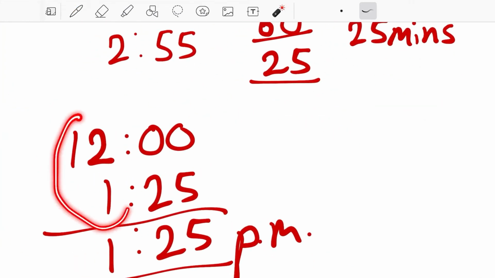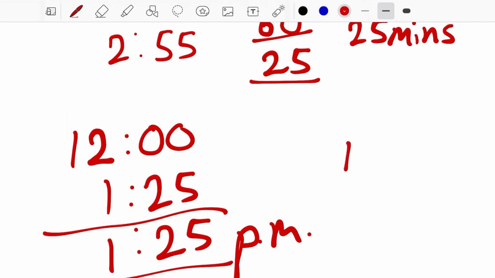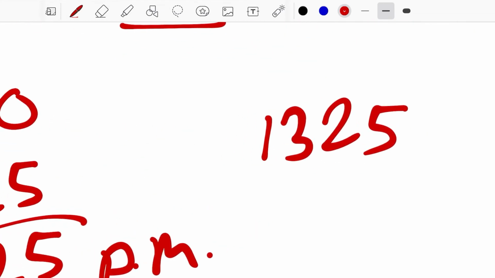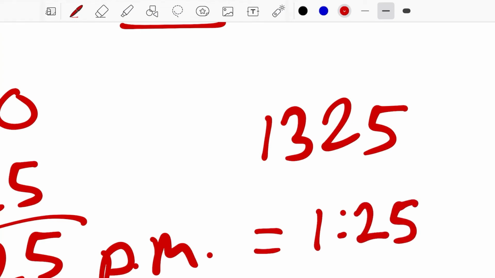Some persons may say 12 plus 1 is 13 if we use a 24-hour clock method. So that's 1325, or 1325 hours, which is the same as 1:25 p.m.